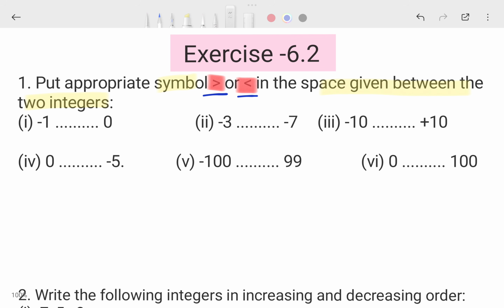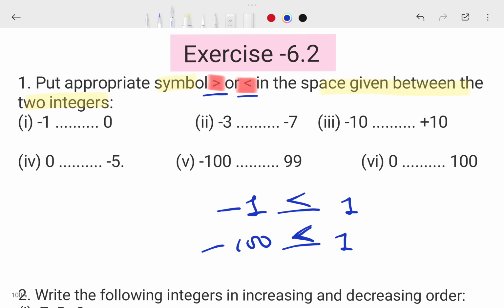If this concept is clear, now let me talk about negative numbers. If negative 1 or any negative number is there, and a positive number, which is greater? Always remember, a negative number is smaller than a positive one. Suppose negative 100 is here and positive 1 is here, which is greater? Only positive 1 is greater. Now remember this.